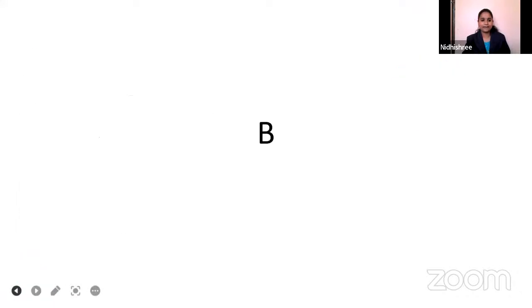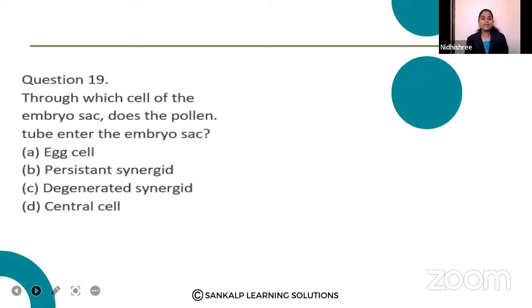Question number 19. Through which cell of the embryo sac does the pollen tube enter the embryo sac? Options: egg cell, persistent synergid, degenerated synergid, central cell.